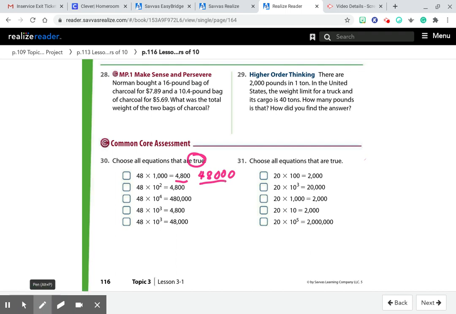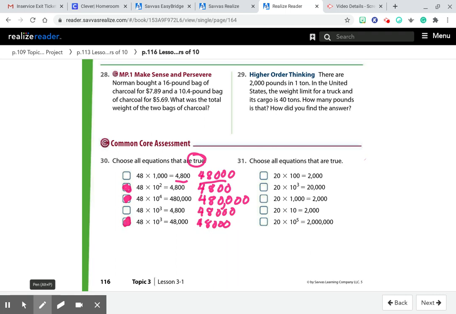48 times 10 to the second power, 48 times 1. And if it's to the second power, it's got 2 zeros. So is that one true? Yes. 48 times 10 to the fourth, 48 times 1, and then I want 4 zeros. And that one's right. 48 times 10 to the 3, that's a 48 and 3 zeros. Nope, that one's not right. And 48 times 10 to the 3, again, 48 and 3 zeros, and that one is right.